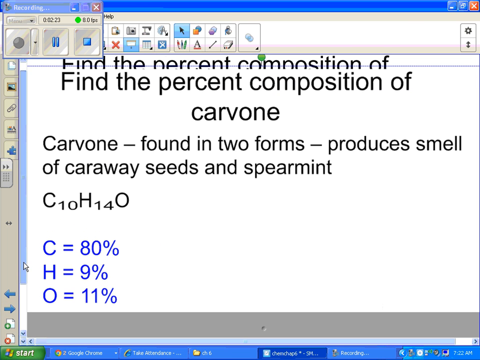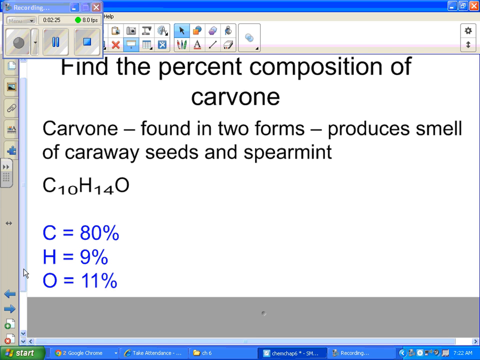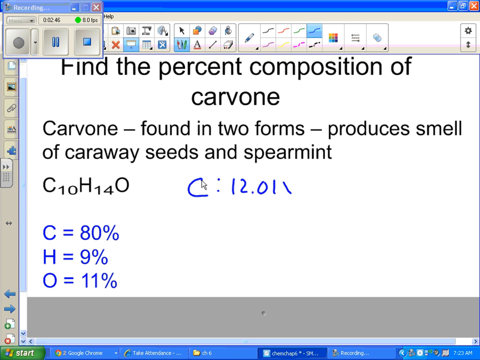All right. So let me just show you one more time here manually how to do this. This compound is actually carvone. It's kind of cool. It's found in 2 forms. It produces the smell of caraway seeds and also spearmint, which is a common flavor in gum. So let's check out this one. Carbon, 12.01 on the periodic table. There's 10 in the formula, so that becomes 120.10.